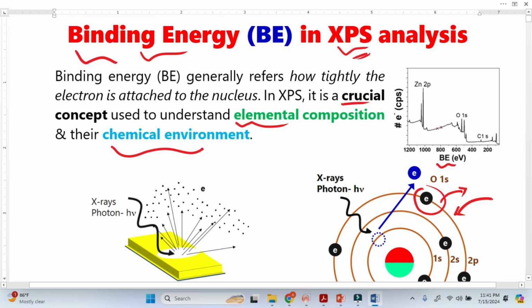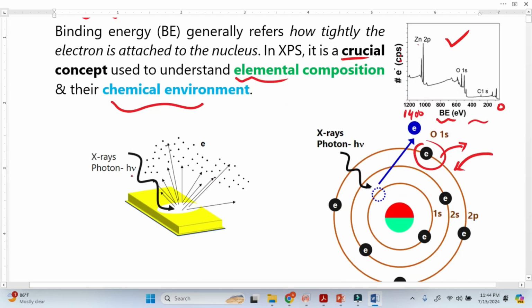If you look into the XPS spectrum, this is a standard XPS spectrum here for zinc and graphene oxide. On the x-axis there is binding energy, and this binding energy is from 0 to 1200 electron volts, and in some cases it is 1400 electron volts. On the y-axis there is the number of electron counts per second.